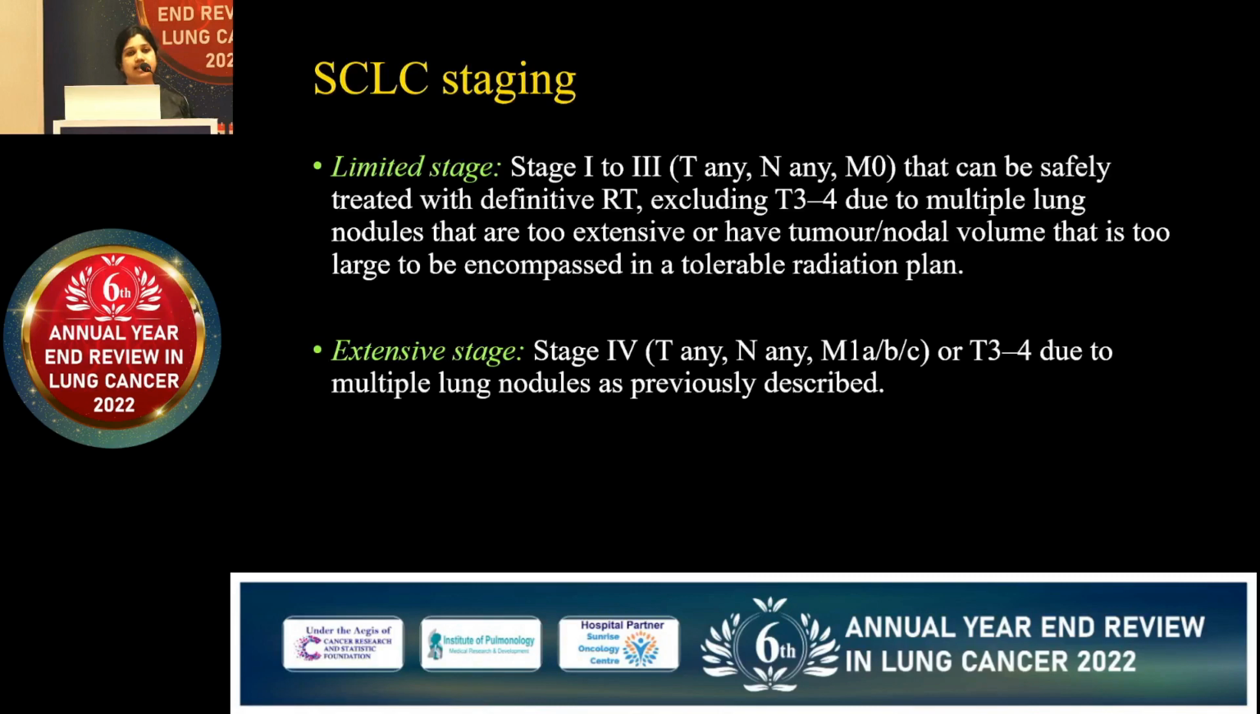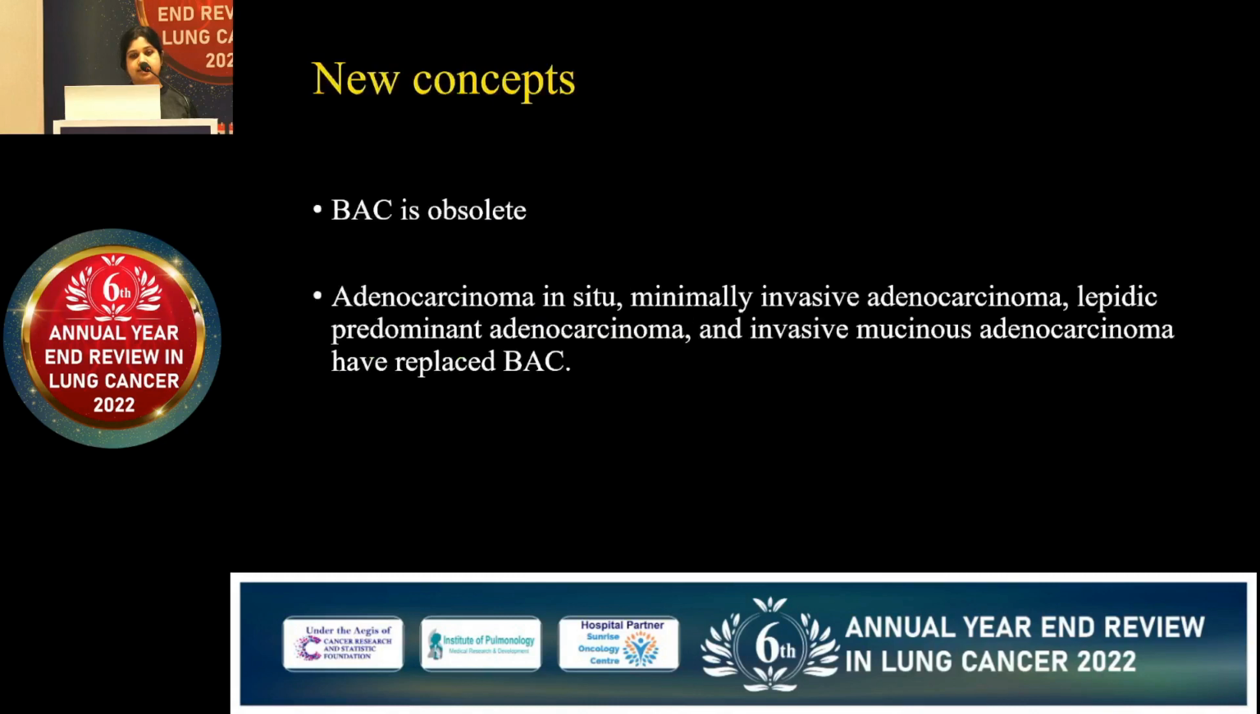For small cell lung cancer, the TNM descriptors are the same, but we use limited and extensive stage while describing it. So stage 1 to 3, that is without any metastasis, any T or N stage, that can be safely treated with definitive RT, excluding the T3-4 due to multiple lung nodules which are too extensive or have a tumor nodal volume which is too large for a single radiation plan. They are all grouped into limited stage, and the rest, those with metastasis, into extensive stage.